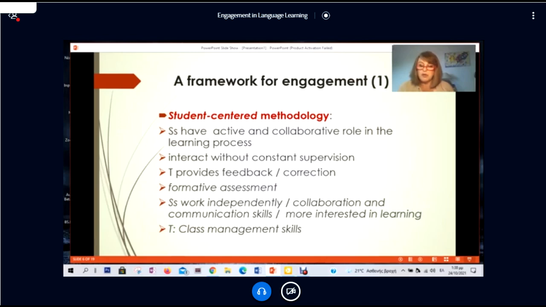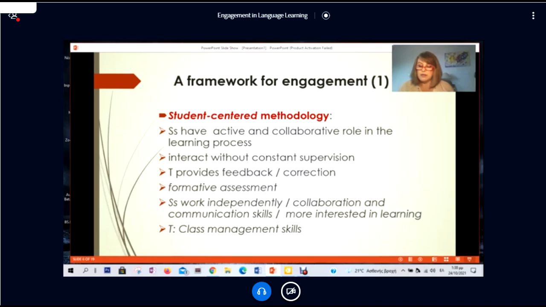So we propose a framework of student-centered methodology for effective engagement. Student-centered methodology views education as a shared experience between the teacher and the students, but also among the students themselves. Having a more active and collaborative role in the learning process, learners interact without constant supervision by the teacher, while the teacher provides feedback or correction when questions arise and applies methods of formative assessment.